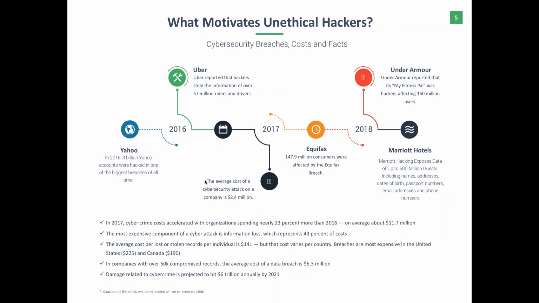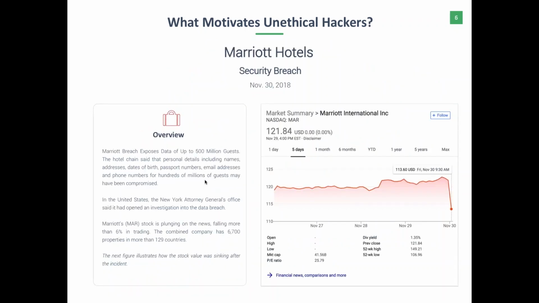So for the next one, we have a little bit more detail on Marriott hotels. They got hacked a few days ago. While I was working on the presentation, I decided to look at the stock market. And as you can see, the value of the organization was pretty stable, between 120 and 125. And the day that they reported the incident, the stock went down in a way that they're probably losing millions and millions of dollars. So that's just a representation of how an attack can hurt your business.